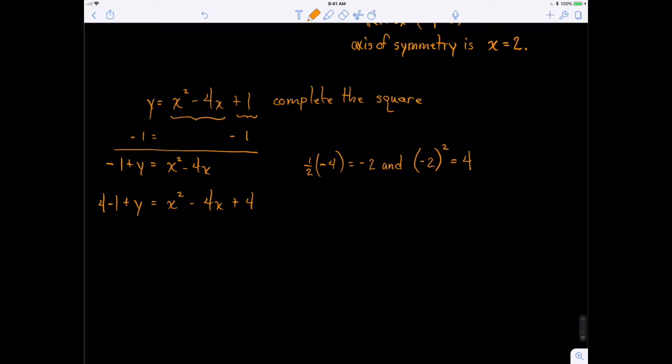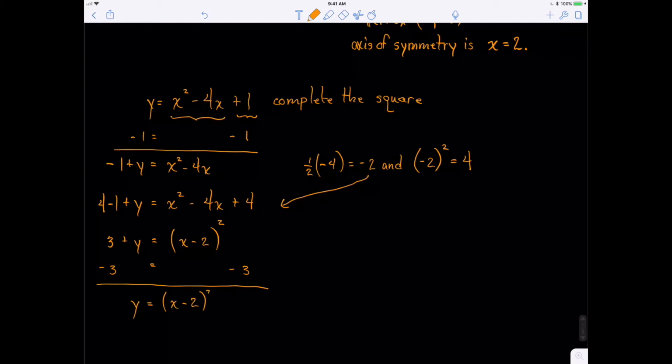Now let's clean this up. This is going to be 3 plus y equals, and now we know that this negative 2 is the perfect square value, so I write x minus 2 squared. The final piece is to get y back by itself, so we subtract the 3 from both sides. Now I'm left with y equals, parenthesis, x minus 2 squared minus 3.